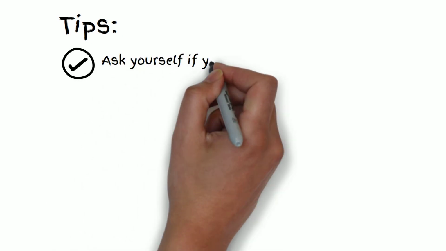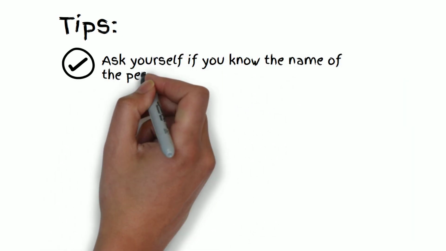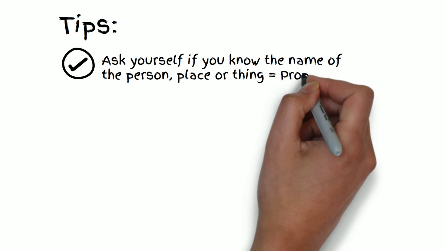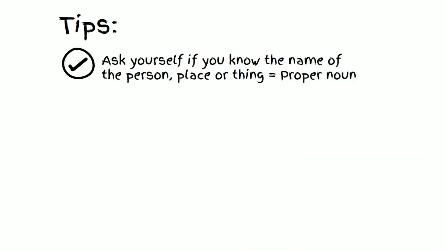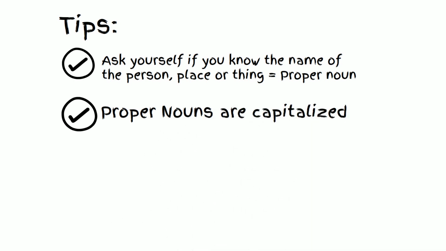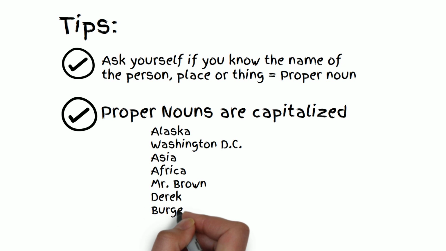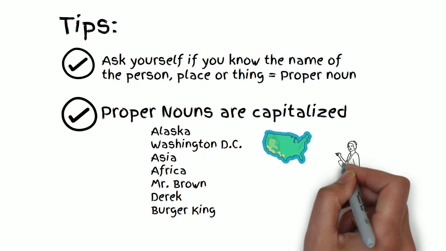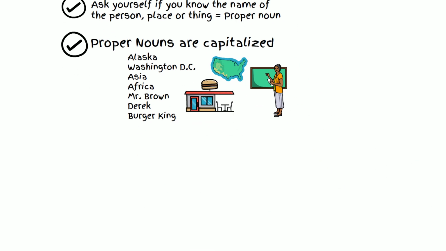I hope you now understand the difference between common and proper nouns. Here are some tips to help you remember and identify common and proper nouns more easily. Ask yourself if you know the name of the person, place, or thing. If you do, it is a proper noun. Did you notice anything during the practice time of this video? The proper nouns are capitalized. Use a capital letter with proper nouns for states, cities, countries, towns, people, and specific places.